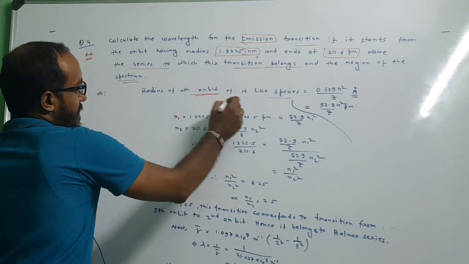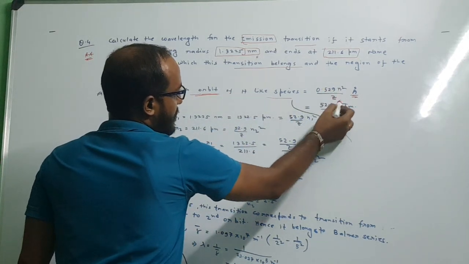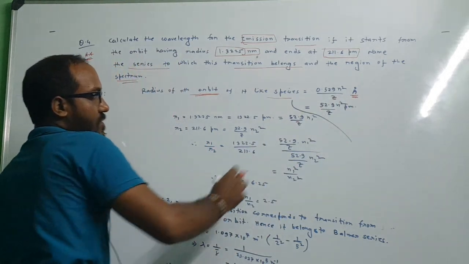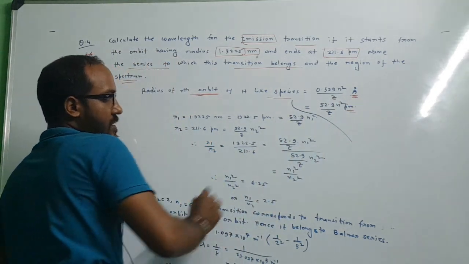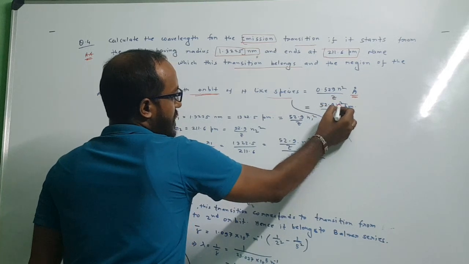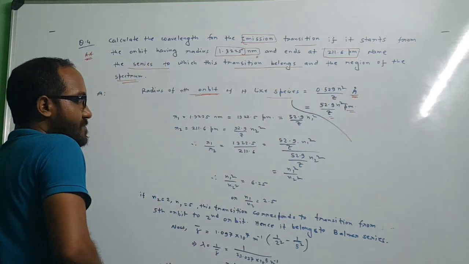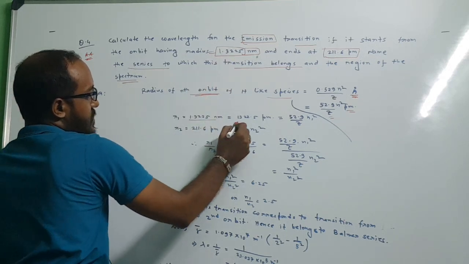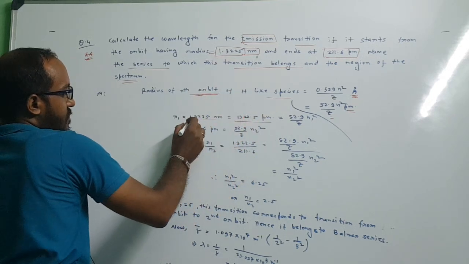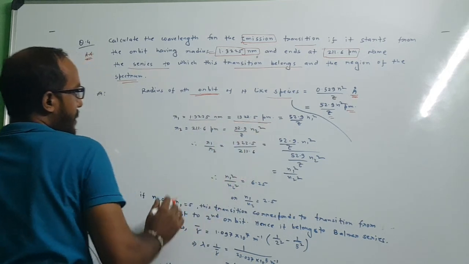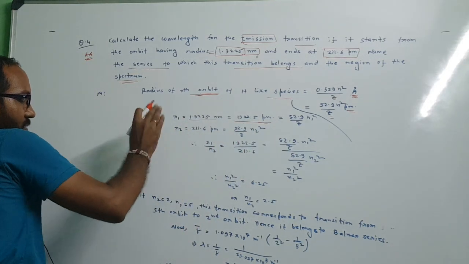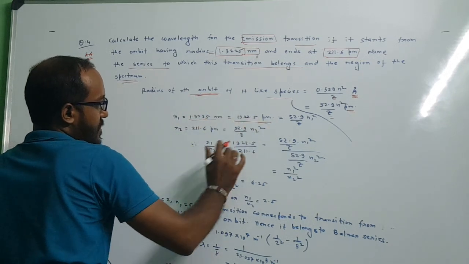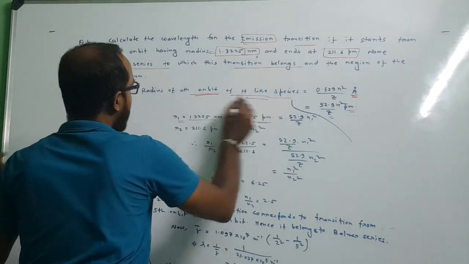So the radius of the nth orbit formula is 0.529 n square by Z Angstrom. 1 Angstrom is 10 to the minus 10 meter and 1 picometer is 10 to the minus 12 meter. So in picometer it would be 52.9 into n square by Z picometer. Here R1 is given as 1.3225 nanometer. So convert it to picometer. It would be 1322.5 picometer, as the decimal shifts 3 digits to the right when going from nanometer to picometer.